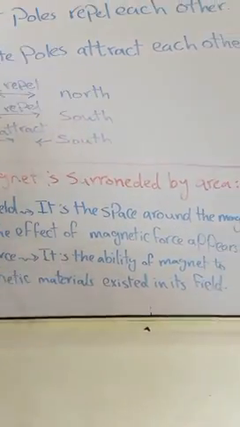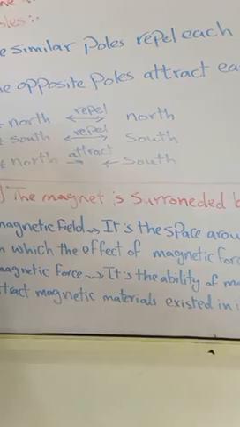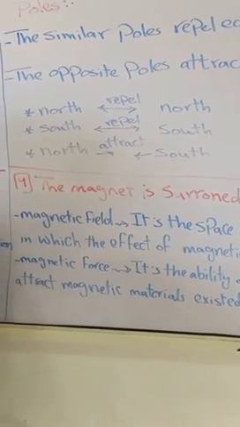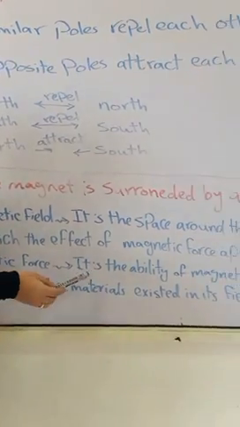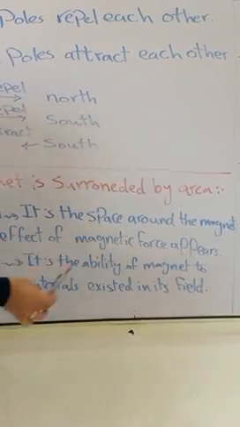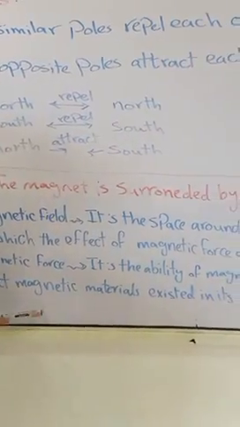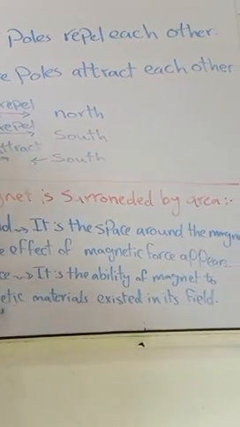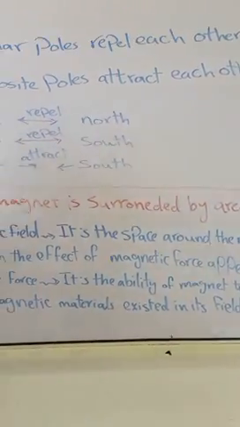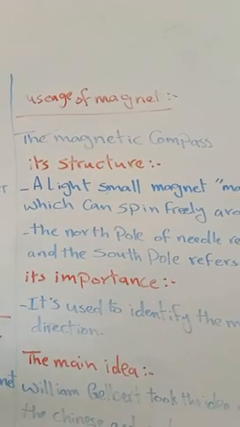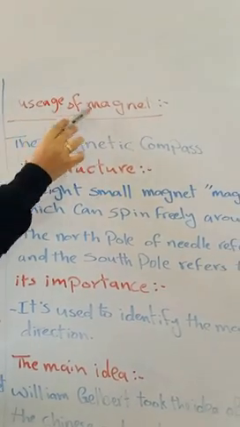And magnetic force has a similar definition to the magnetism which we took in the first lesson. So magnetic force is the ability of a magnet to attract the magnetic material, but this magnetic material should exist in its field. The last part in our lesson is the usage of magnets.